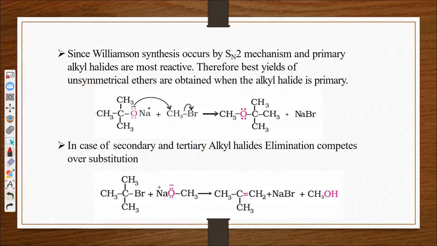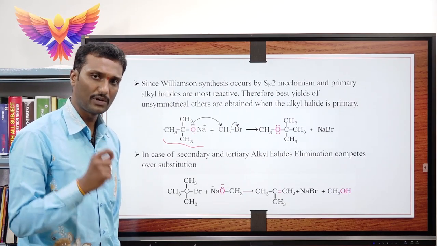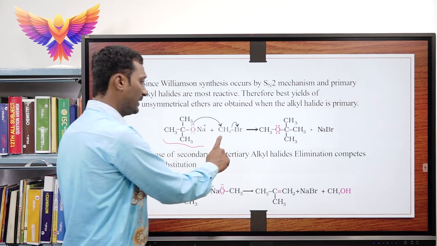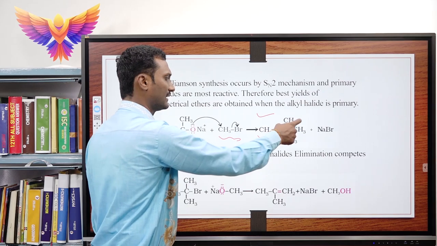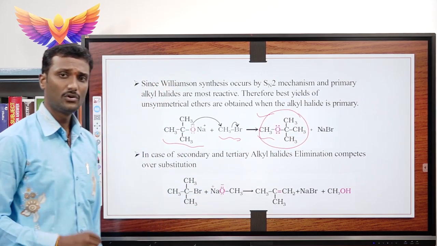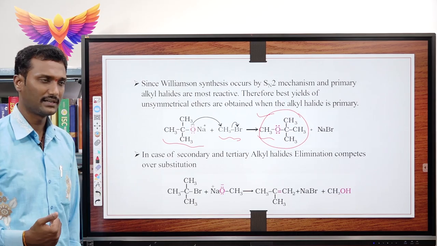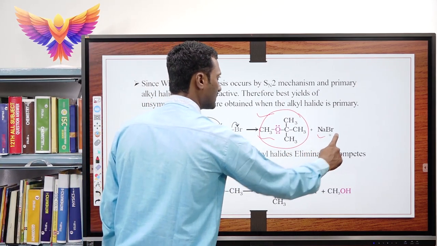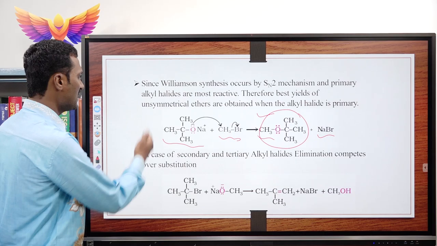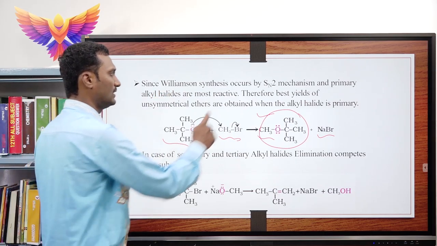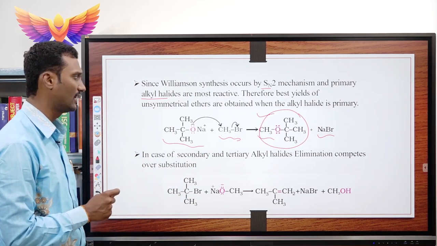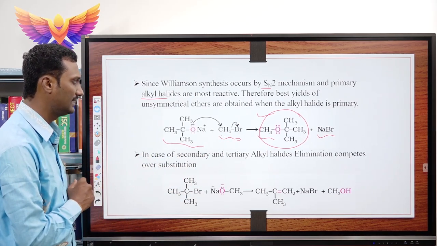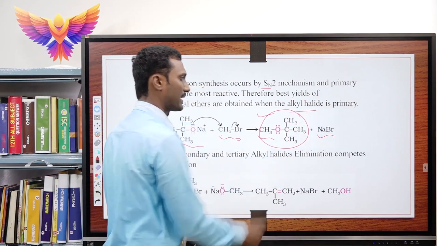So you can observe we have taken the tertiary alkoxide. If you prefer the tertiary alkoxide with a primary alkyl halide, a better yield of the ether, which is an unsymmetrical ether, is obtained. Overall it's a good product, and the byproduct is sodium bromide. So Williamson synthesis occurs by the SN2 mechanism and the primary alkyl halide is the most reactive. Therefore, the best yield of the unsymmetrical ether is obtained when the alkyl halide is primary.